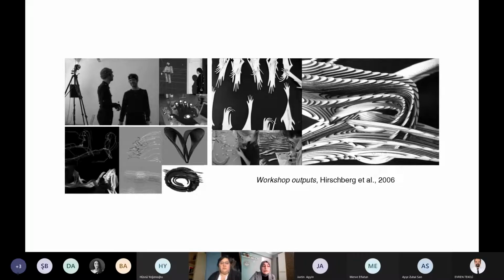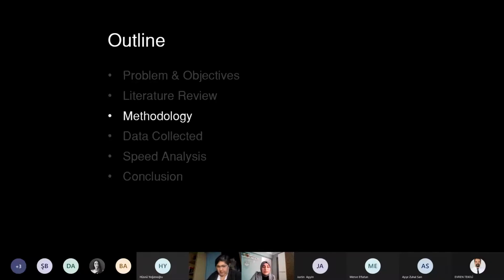So in usual design methods, it would be difficult to think up such kinds of forms. But thanks to motion capture technology, it's easier. And also, it provides unlimited design potential, which excites me a lot, actually. So I got inspired by all of these studies and many more, and I wanted to use motion capture technology in kinetic architecture. Let me present you the methodology of my research.